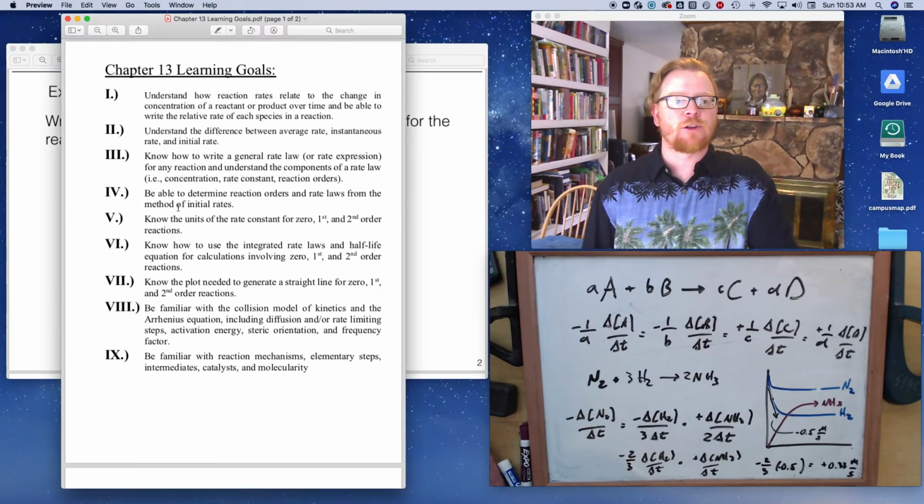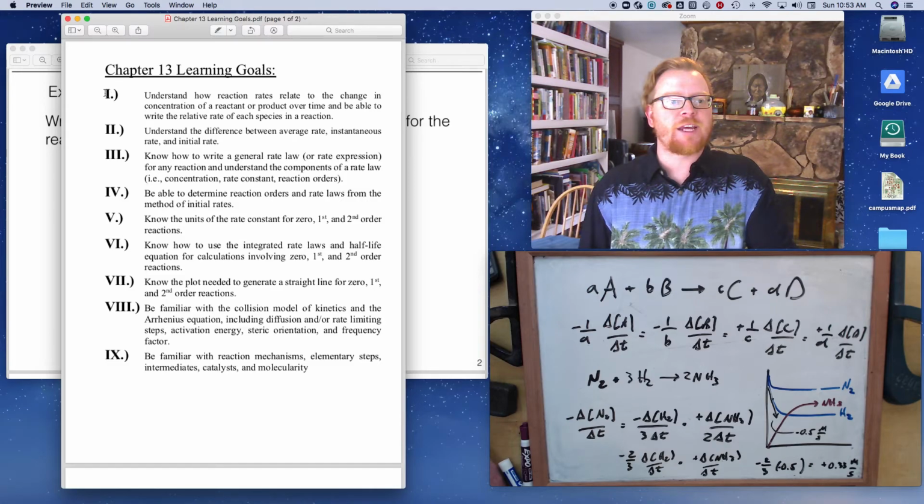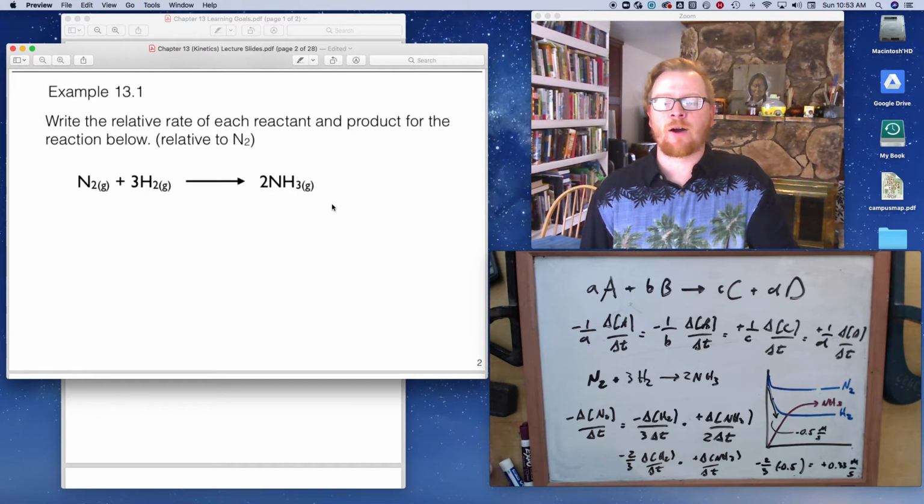Okay, so I'm going to move on past relative reaction rates, but before I do that, I'm going to switch over here to one of these learning goals. So here we go, learning goal 1: understand how reaction rates relate to the change in concentration of reactants or products over time, and be able to write the relative rate of each species. So that was just learning goal number 1 right there. Make sure you understand that first learning goal. I'm going to move to the second learning goal right here. Understand the difference between average rate, instantaneous rate, and initial rate. So once again, what we've talked about so far are relative rates and absolute rates.